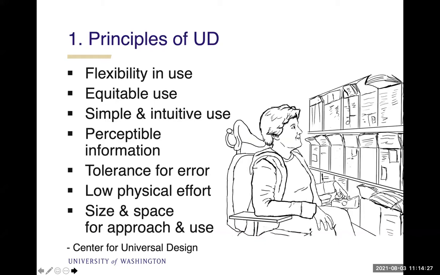Perceptible information. So the content that you're presenting can be accessed by, let's say, a person who is blind and using a screen reader to read the text to them. But also students with dyslexia and other learning disabilities use text-to-speech software. So they too have to have access to the text.